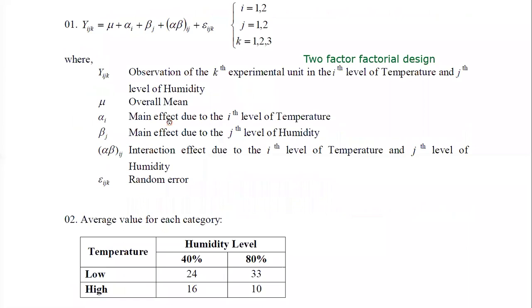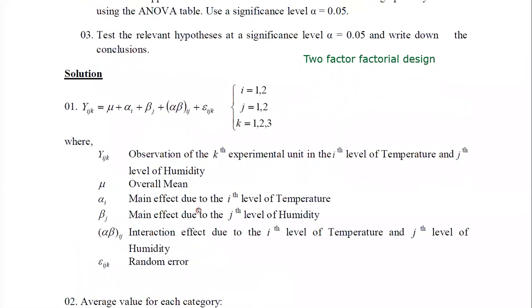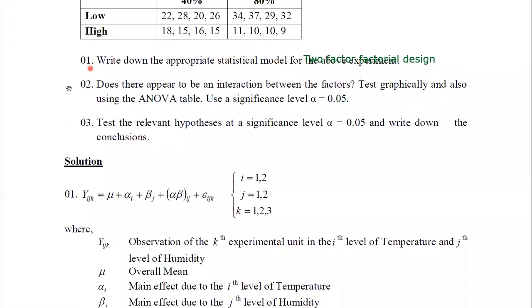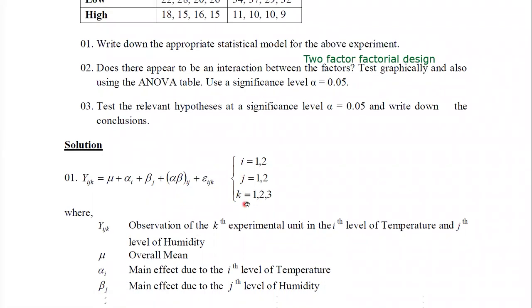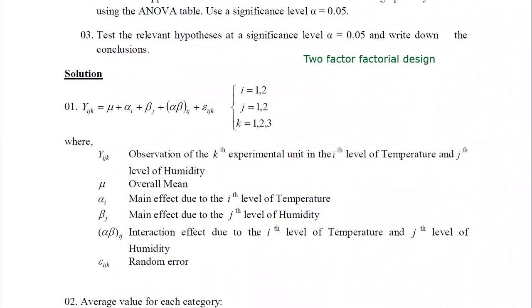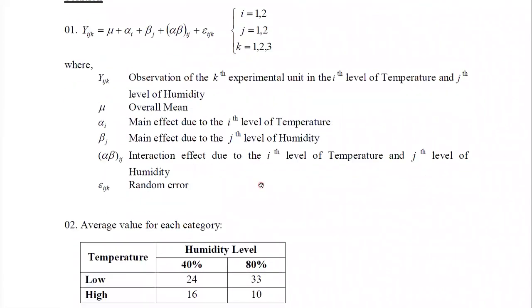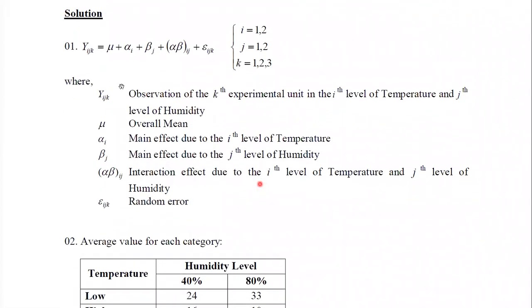Now we will see the solution for the second one. It asks us to identify whether there is interaction between the factors, and to test this graphically and also using the ANOVA table.